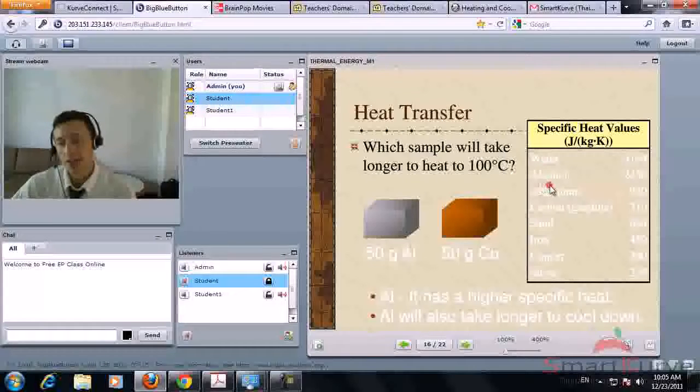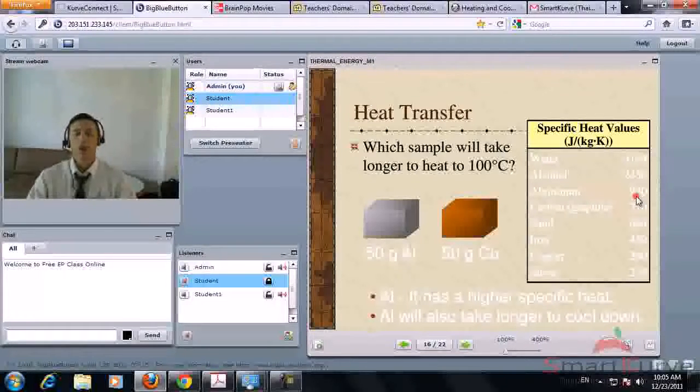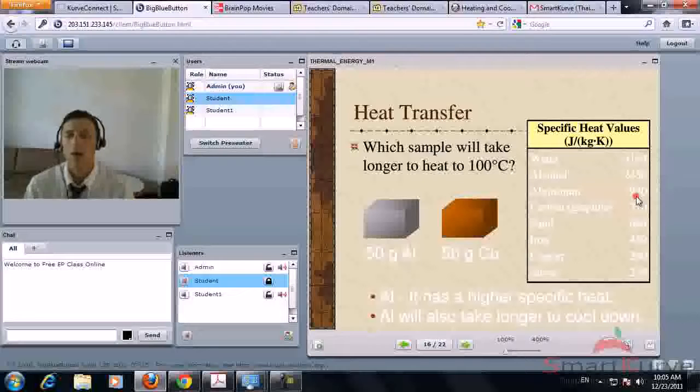Notice the specific heat of aluminum, 920 joules per kilogram per Kelvin. Copper, 380 joules per kilogram Kelvin. So aluminum requires much more energy to raise the temperature 1 degree Kelvin. So aluminum requires much more energy. It has a higher specific heat.